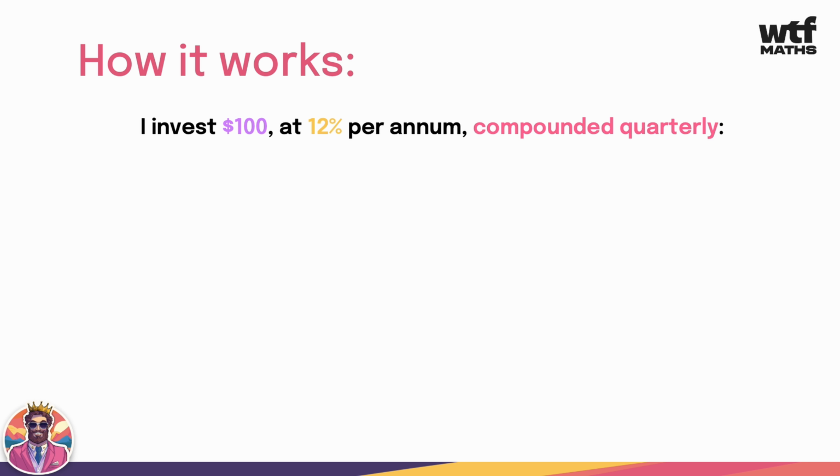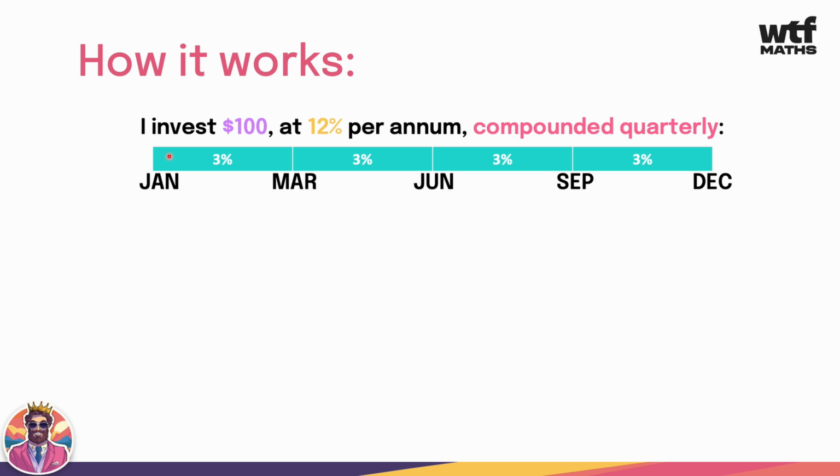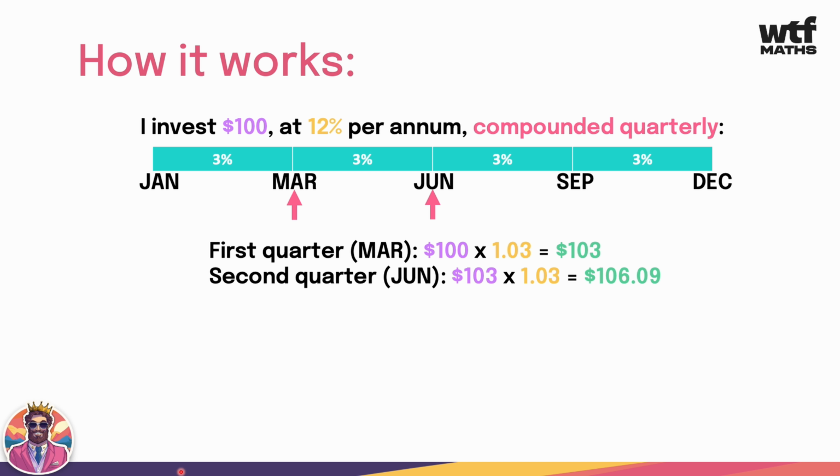If we decide instead to compound quarterly, hopefully you'll understand that that 12% will be broken into quarters: 3%, 3%, 3%, 3%. And we will compound at the end of March, at the end of June, at the end of September, and the end of December. So if we compound in March, we're going to take the $100, times it by 3% and get $103. Then, halfway through the year in June, we'll take that $103, increase it by 3%, and we'll get $106.09. Then in September, we'll take that as our principal, times that by 3% more, and we'll get $109.27.